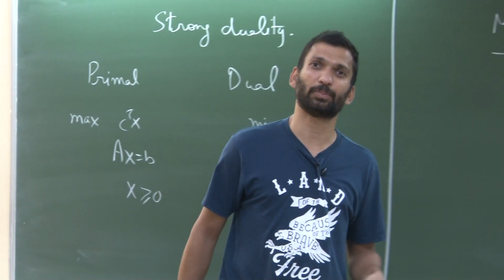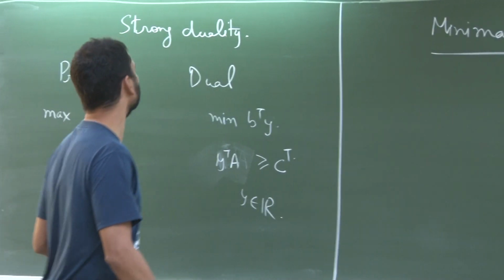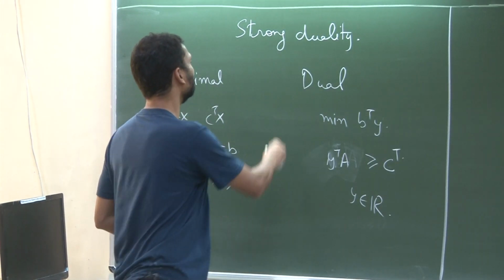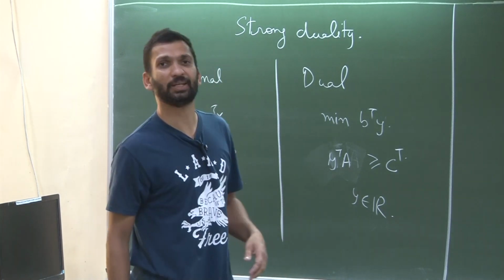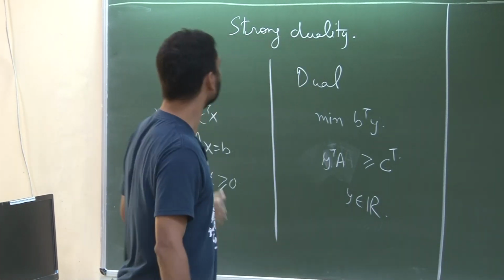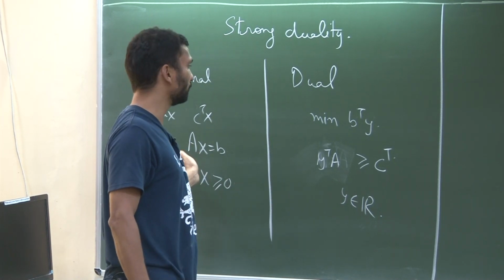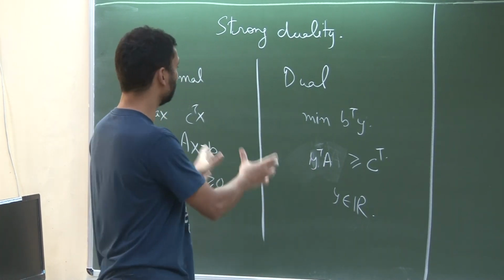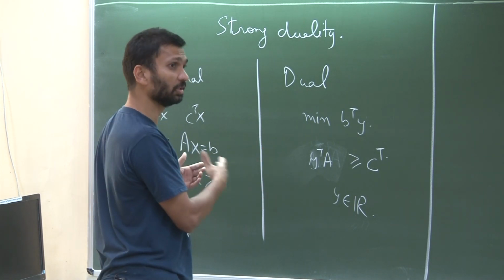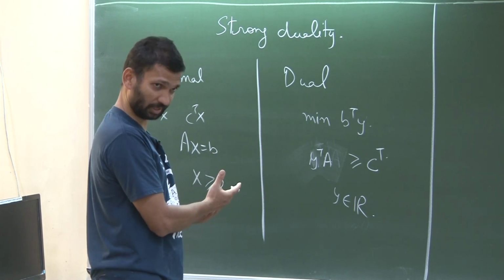Welcome to another class of linear programming. We have been talking about duality, and as we know, in case of linear programming, strong duality exists. What it means is, except these small boundary cases when one could be feasible, infeasible, or one could be unbounded, if both have a feasible solution, then their values agree.